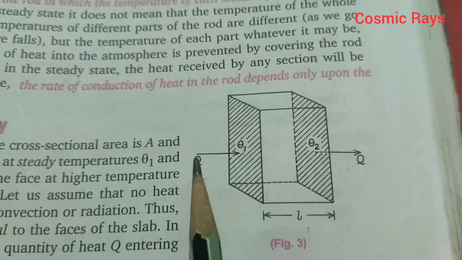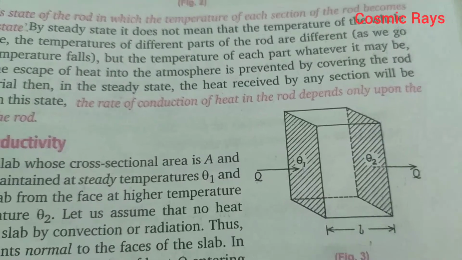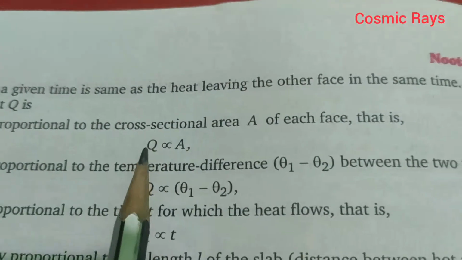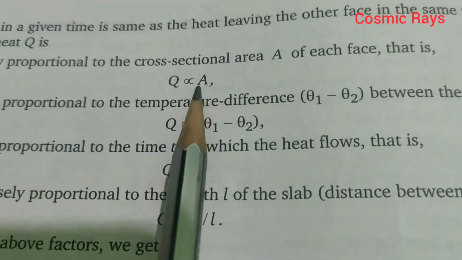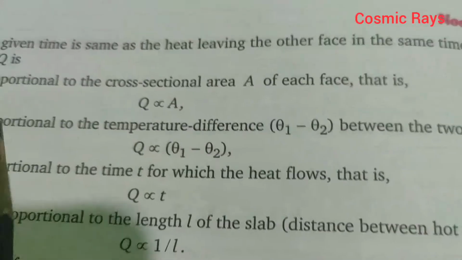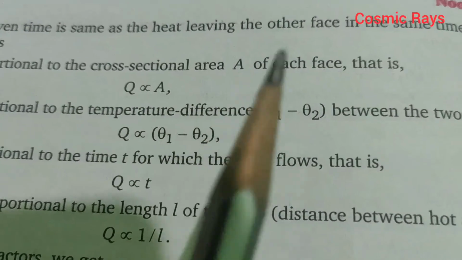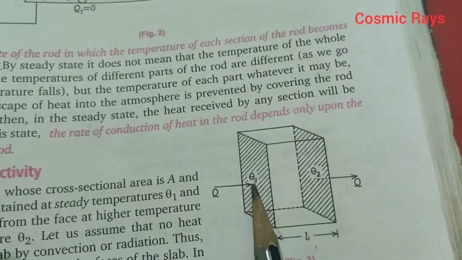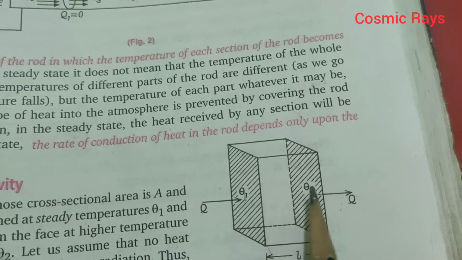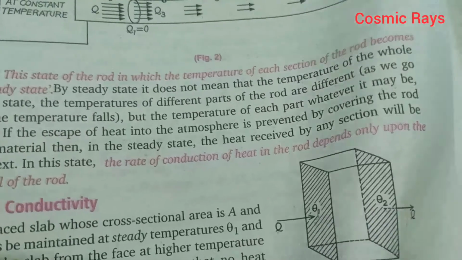If the amount of heat entering and the amount of heat leaving are the same, that is Q, then experimentally it can be shown that the heat is directly proportional to the area of cross section, and it will also be directly proportional to the temperature difference between the two faces. Since the first face is at temperature theta 1, which is the higher temperature, and the second face is at theta 2, the difference in temperature will be theta 1 minus theta 2.